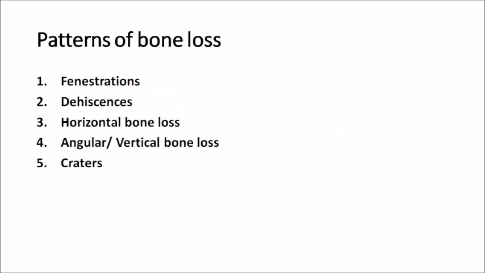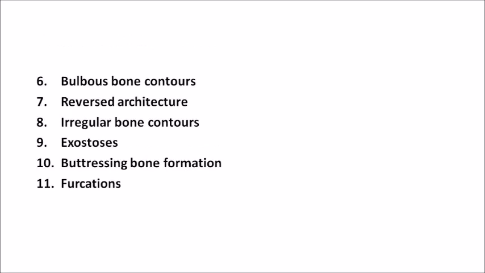Now we discussed some points about bone loss. Now there are some patterns of bone loss. There are 11 patterns of bone loss described in Carranza. 1 is fenestration, 2 is dehiscence, 3 is horizontal bone loss, 4 is vertical bone loss or angular bone loss, 5 is crater, 6 is bulbous bony contour, 7th one is reversed architecture, 8th one is irregular bony contours, 9 is exostosis, 10 is buttressing bone formation and 11 is furcation bone loss.